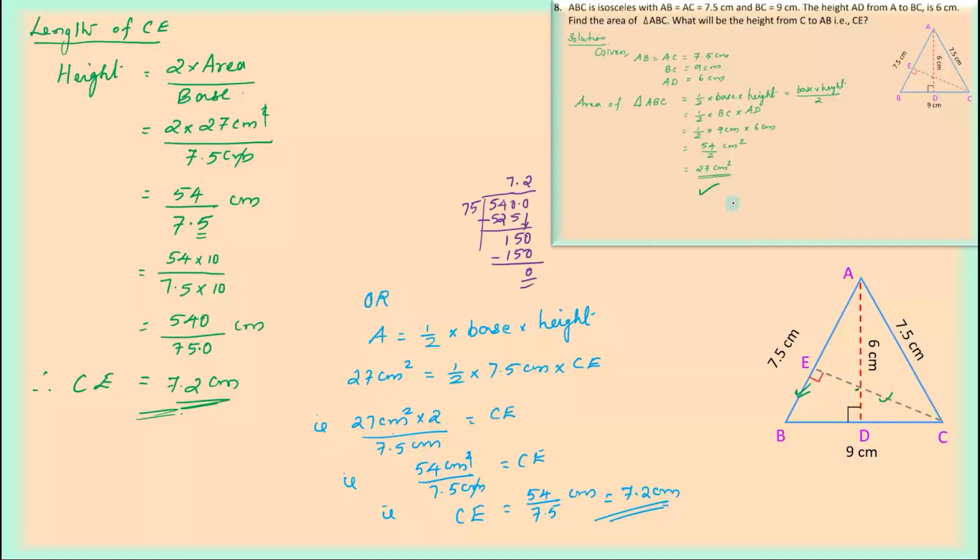So area of this triangle ABC is 27 centimeter square, and length of CE is 7.2 centimeter. This is the last question of this exercise.